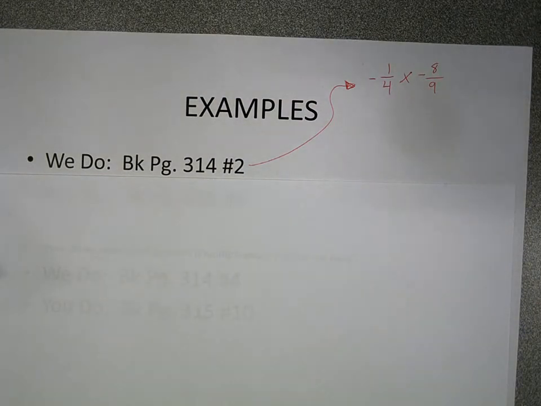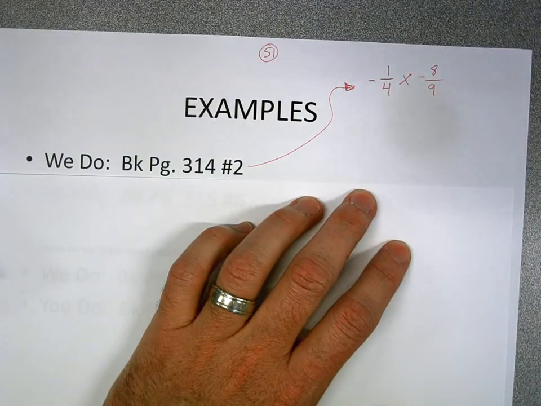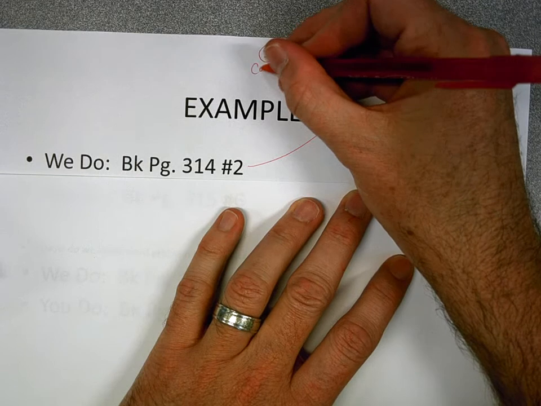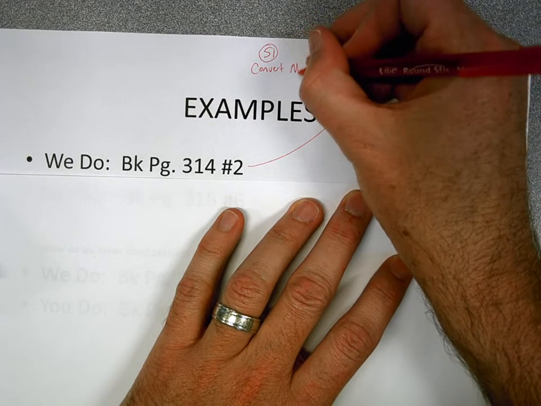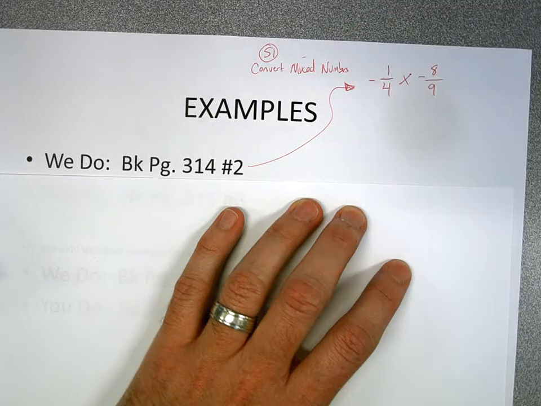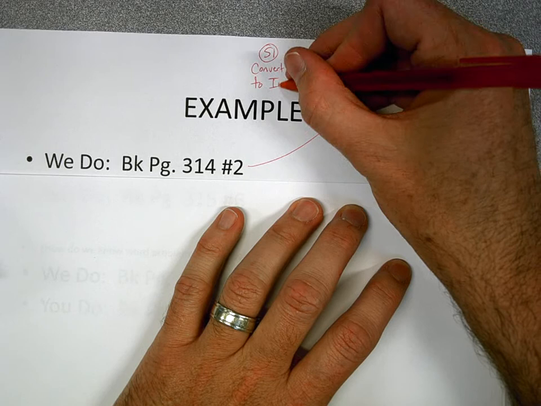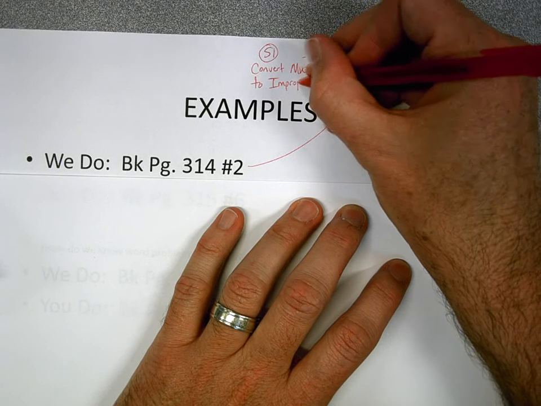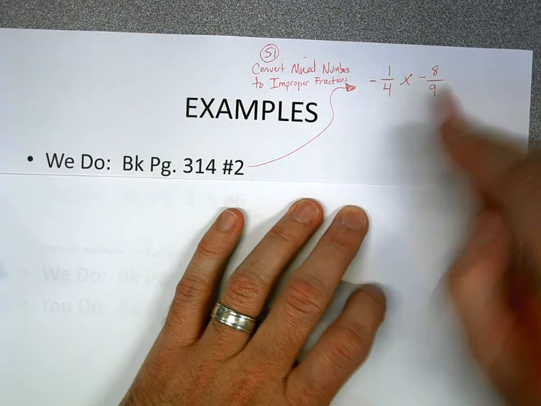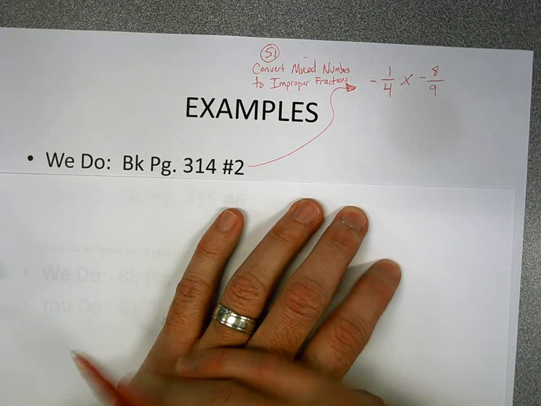Okay, so here's what we're going to do. Step one, you're always going to want to do this, is convert any mixed numbers to improper fractions. Okay, now I'll go ahead and write that down. So in this case, guess what? We don't have to worry about step one. There are no mixed numbers.